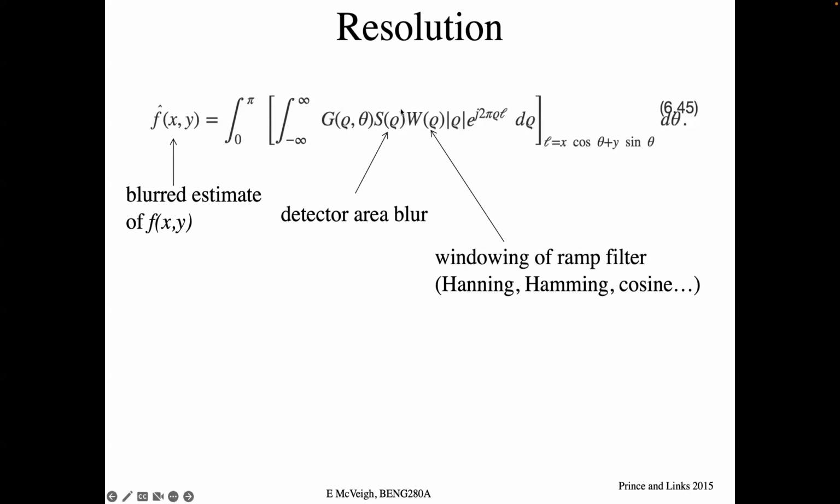And then there's the detector area blur. So remember, we have a set of, say, 1,000 detectors. So they have a finite width in space, right? And it's usually about 1 millimeter. Each detector is 1 millimeter, and they're stacked as close together as they can be.